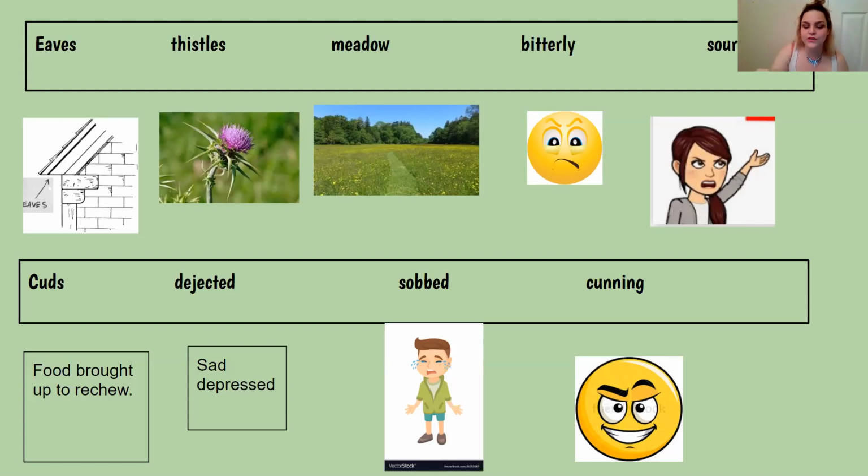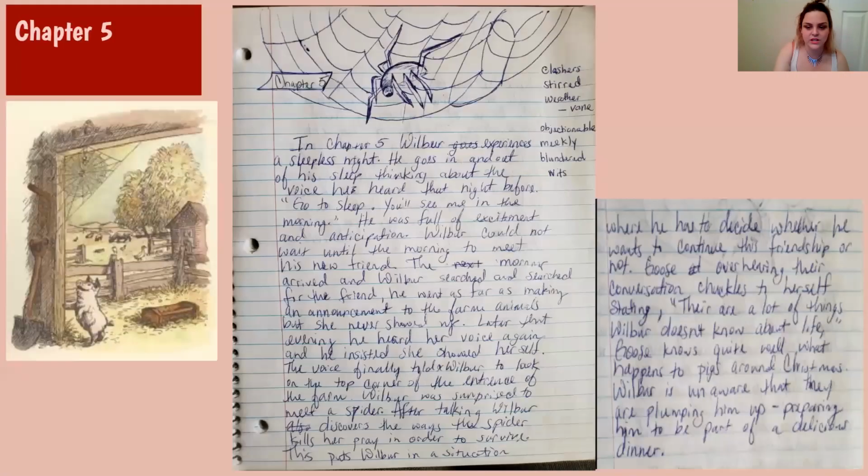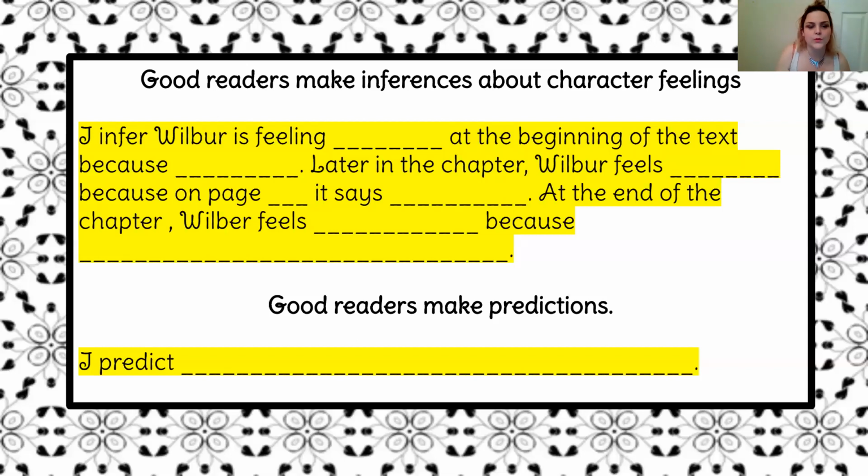So the last thing I want you to do is to make a prediction. We actually did the first part where you inferred about what he's feeling, and now I want you to make a prediction. I predict that in the next chapter, Wilbur will, right? Suddenly there's a voice coming, or he hears a voice in his barn and he doesn't know where the voice is coming from, right? Who knows? I want you to make a prediction, and make sure you look out for Mrs.